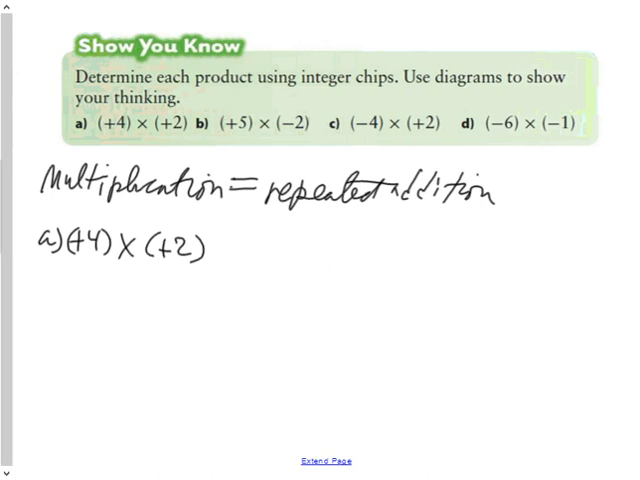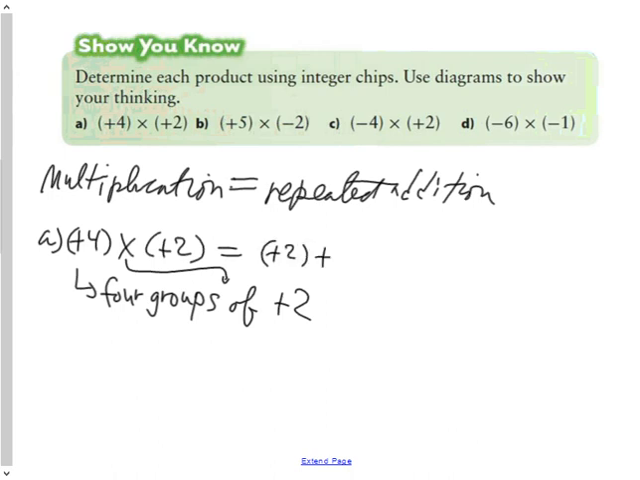So positive 4 times positive 2. What this really means is adding 4 groups, and the multiplication sign is the word "of." So 4 groups of positive 2. If I interpret this as repeated addition, it would be a positive 2 and a positive 2 and a positive 2 and a positive 2. 4 groups of positive 2.